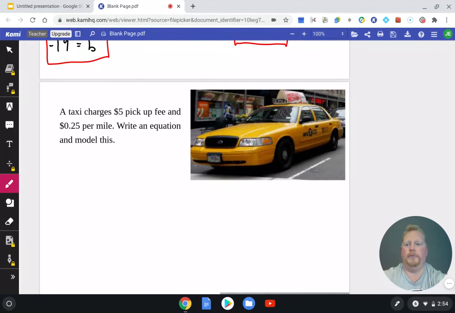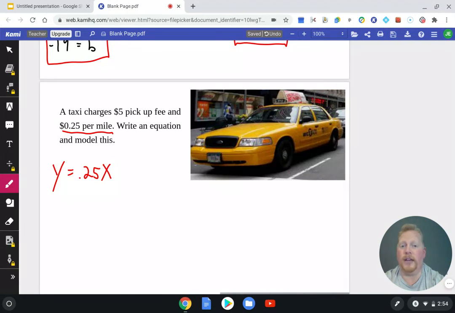So let's read this problem. A taxi charges a $5 pickup fee and 25 cents per mile. Write an equation to model this. So I know my equation is going to have y and x in it. I just need to know the slope and the y-intercept. So remember, to find the slope, look for per, for each, or for every. So, because it says 25 cents per mile, that's going to be my slope. It's 25 cents.